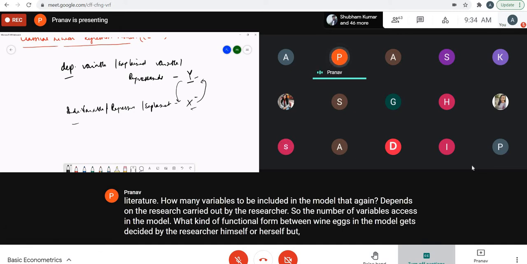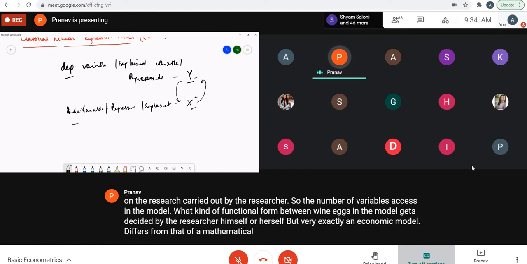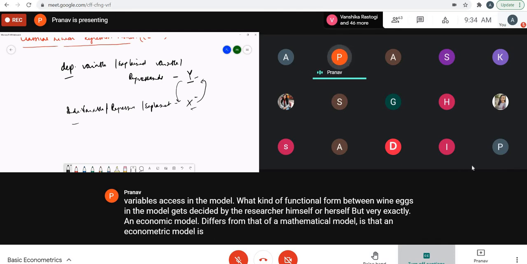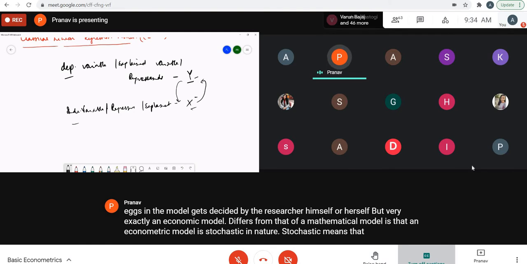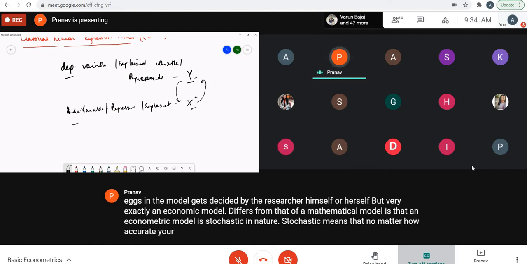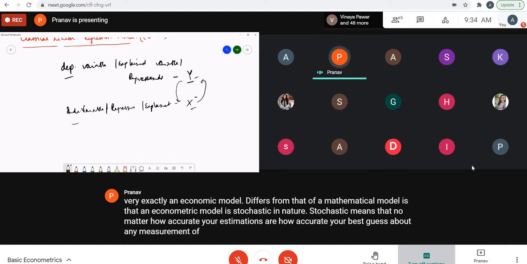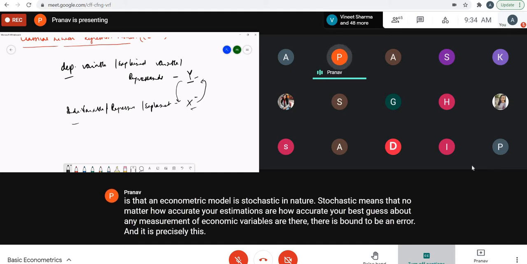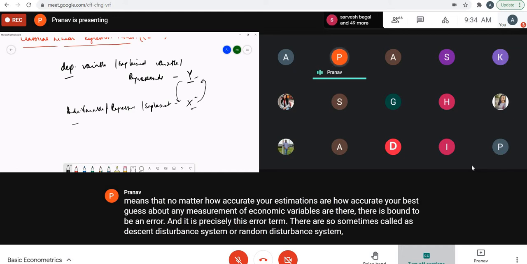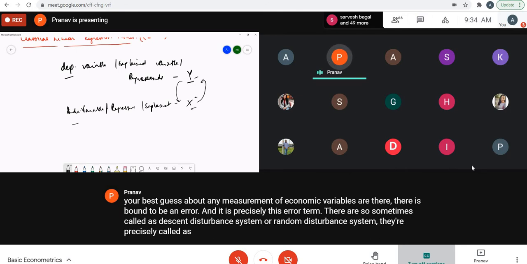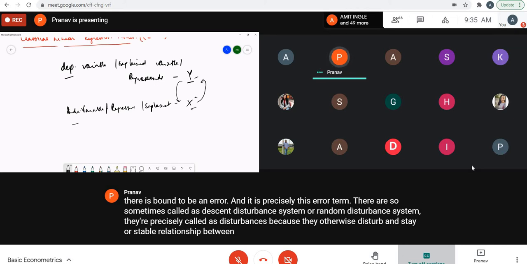But where exactly an econometric model differs from a mathematical model is that an econometric model is stochastic in nature. Stochastic means that no matter how accurate your estimations are, how accurate your best guess about any measurement of economic variables is, there is bound to be an error. And it is precisely this error term, sometimes called the disturbance term or random disturbance term. They are called disturbances because they otherwise disturb a stable relationship between y and x.